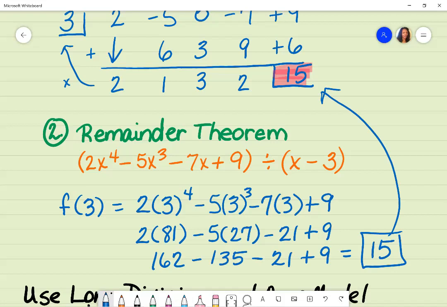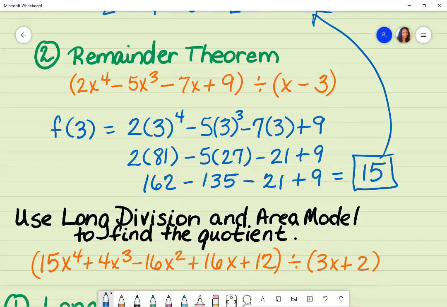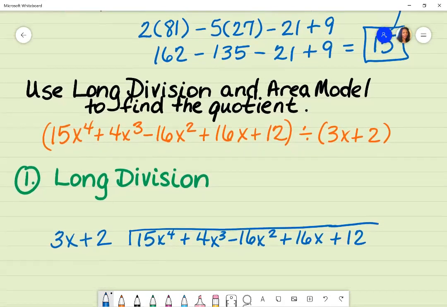So there's more than one way. I always tell you there's more than one way to do your math problems. I like to give you options.